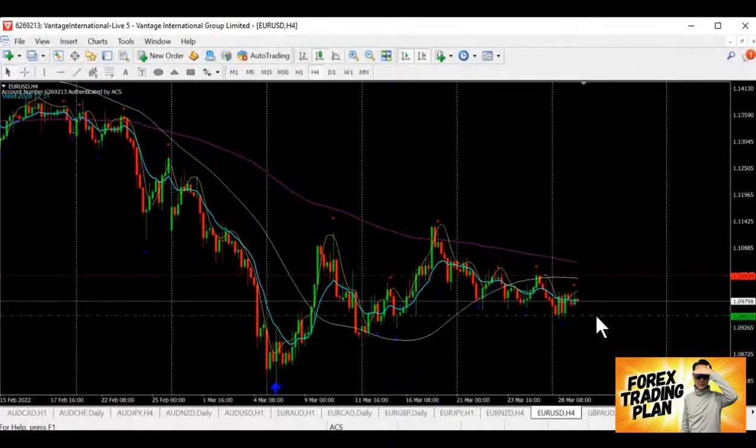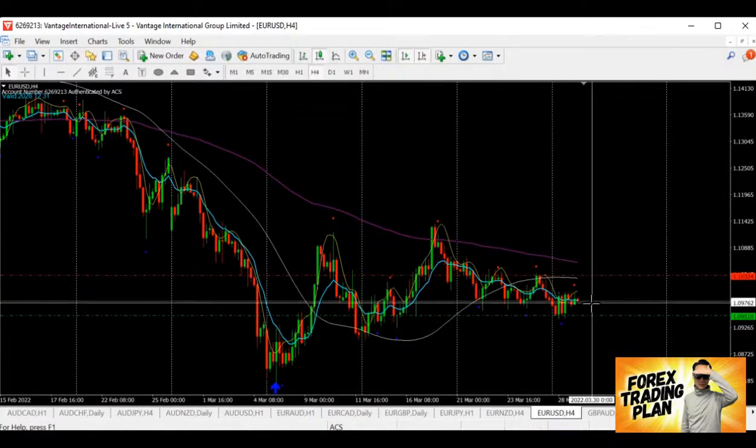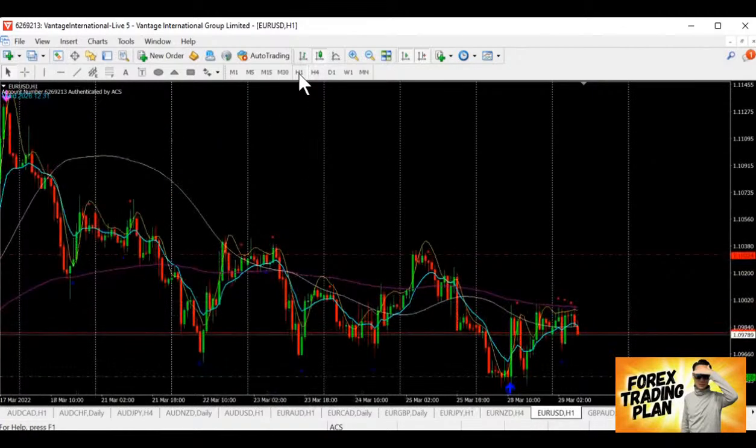So there's a support here. As you can see, the support area is here. This support area has been tested for so many rounds, and we are still away from the support by about 30 pips. 30 pips of space.